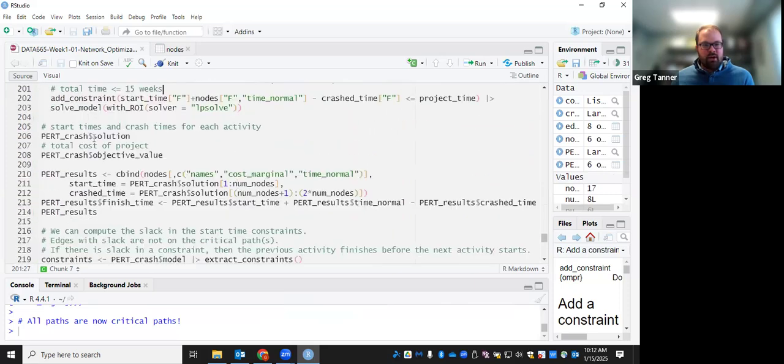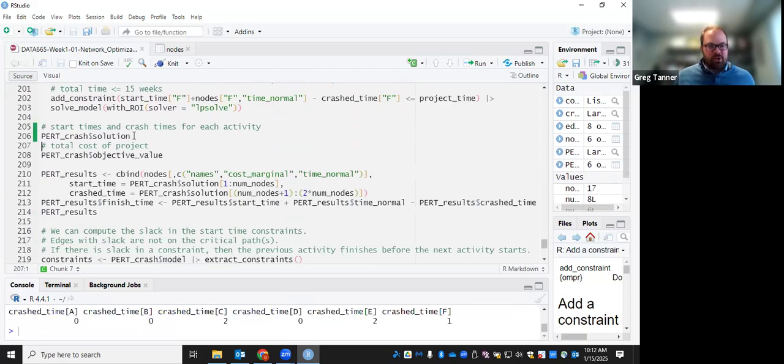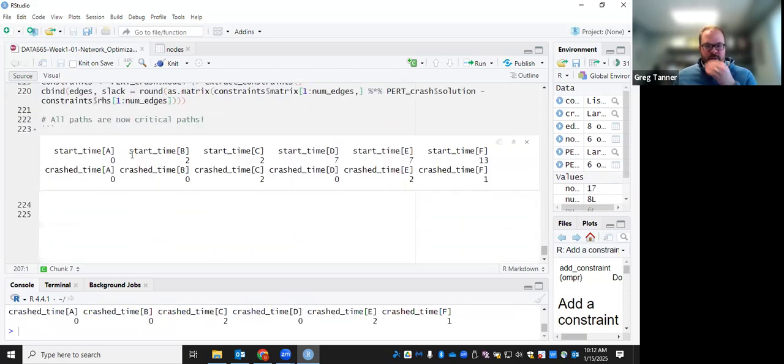We'll run it. We get the solution here. Let me just run through these parts one at a time. So the solution will give us our start times for each of the activities. So we're going to start A right at the beginning, B and C start at time 2, D and E start at time 7, and F starts at 13. So we're starting things a little bit earlier than we did previously.